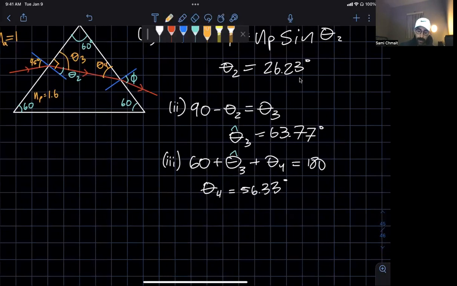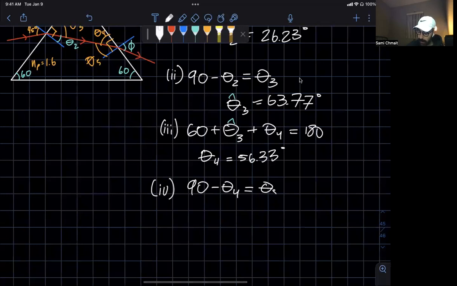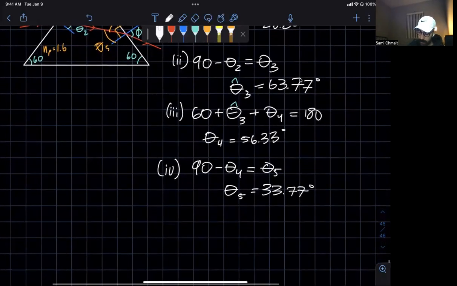And then again, per the same logic, we're going to be able to solve for this angle of interest here, which we'll call theta 5, right? And remember, the angle we need to plug into Snell's law is the angle between our ray and the normal. So it has to be this one. You can't plug in theta 4, you'll get something wrong. And what's the relationship between theta 4 and theta 5? Well, 90 minus theta 4 is equal to theta 5. Theta 5 comes out to be equal to 33.77. And you can now solve for that angle of interest using Snell's law again.